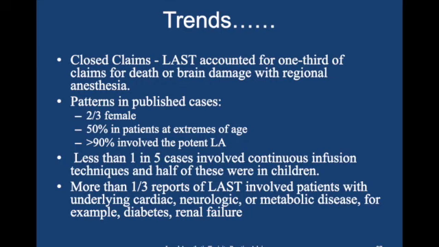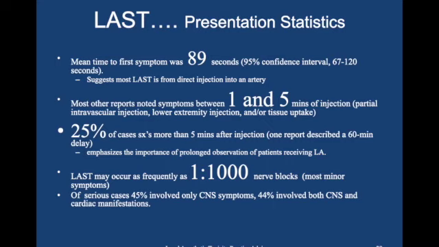Just of note, in the LAST registry, 2/3 of cases were female, 50% were in extremes of age, and greater than 90% involved potent ones. Less than 1 in 5 cases involved continuous infusion, although that's been increasing over the years. And more than 1/3 involved patients with underlying cardiac, neurologic, or metabolic disease, for example, diabetes or renal failure.